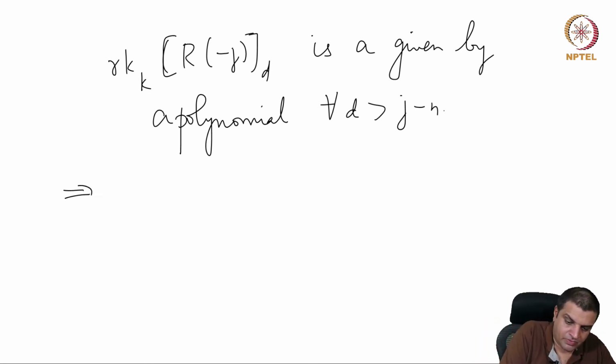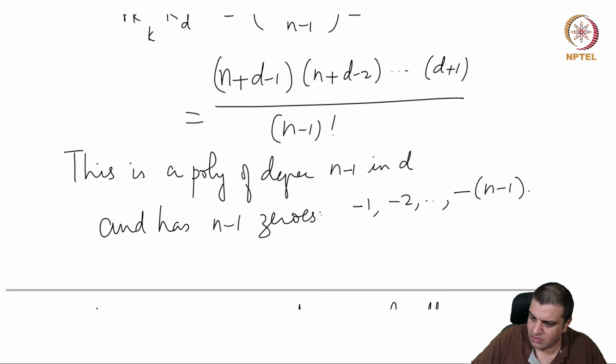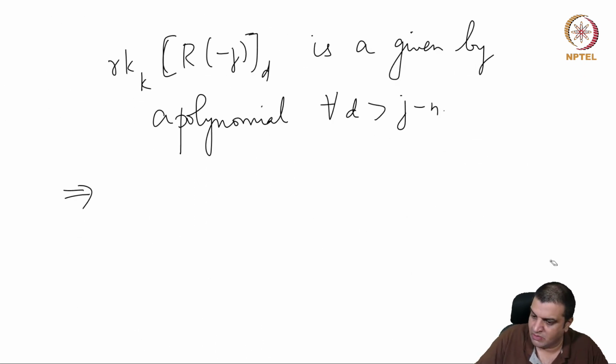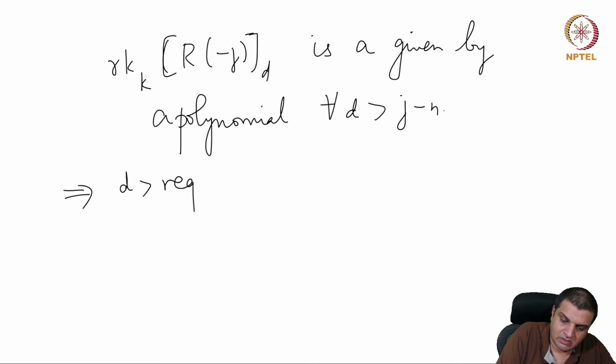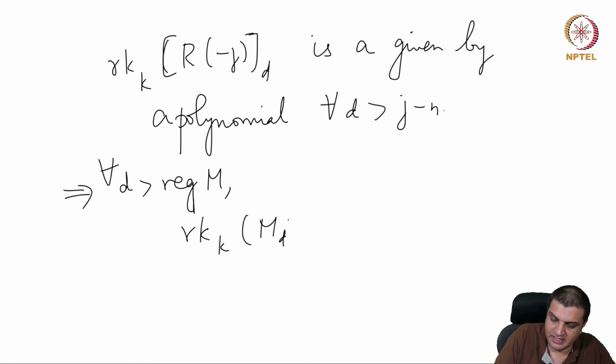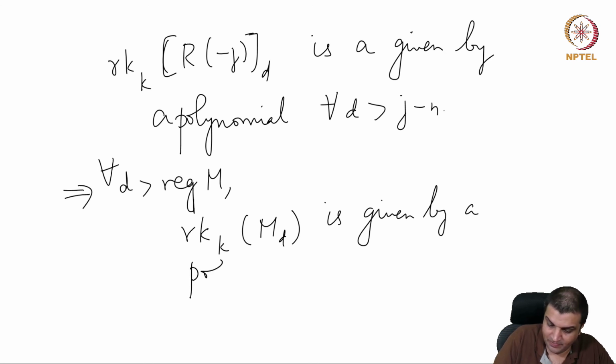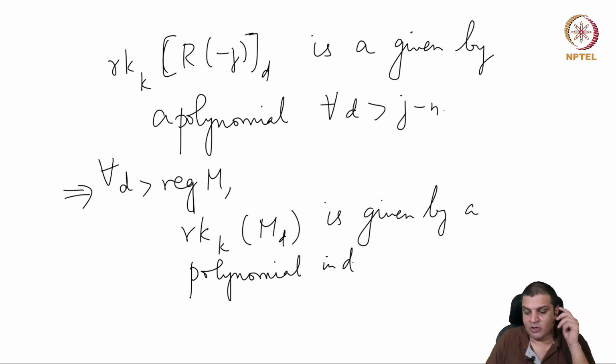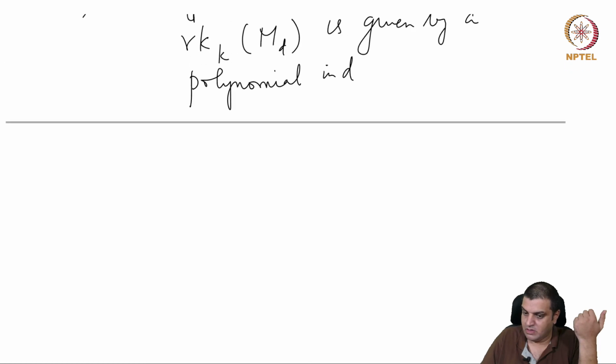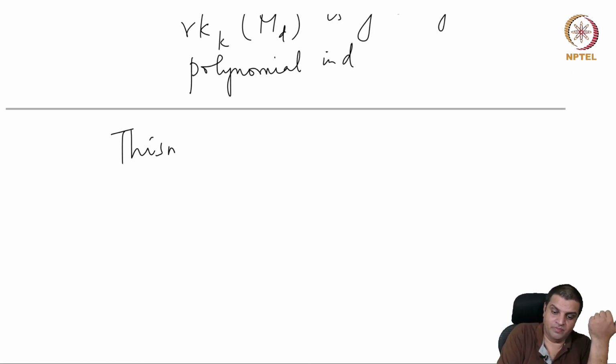Okay. So therefore, remember we got this condition because of D greater than the regularity of M. Therefore, for all D greater than the regularity of M, the rank over K of M in degree D is given by a polynomial in D. But if there is a polynomial that gives it for every value greater than this, then it must be equal to the Hilbert polynomial.